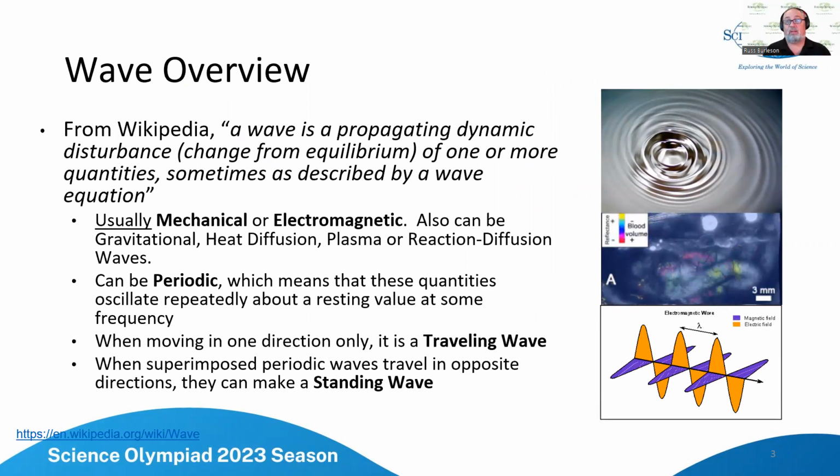So, what is a wave? From Wikipedia, a wave is any type of propagating dynamic disturbance from one or more quantities, sometimes described by a wave equation. A lot of people like to think of a wave as energy in motion, either completely energy, maybe something more matter based, something physical, or something that actually has characteristics of both. Usually we'll talk about mechanical and electromagnetic waves, but there's also gravitational, heat diffusion, plasma, and reaction diffusion waves.